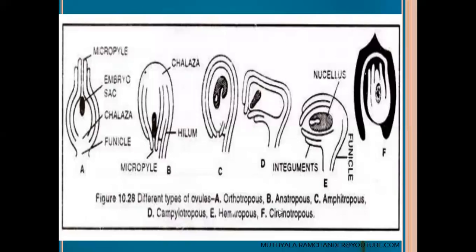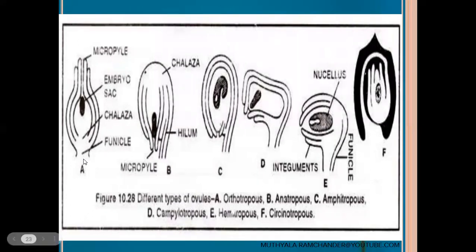And the last one is the Circinotropous ovule. Circinotropous ovules contain a long funicle. It is present around the ovule body. It acts as a third integument layer also. These are called Circinotropous ovules.